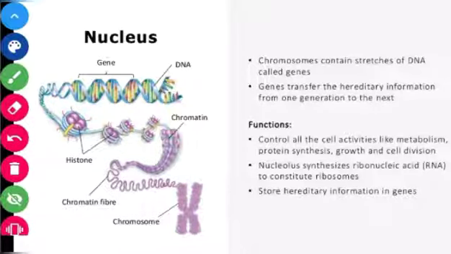Next, the last function: it stores the hereditary information in genes. Some characters are stored in the genes, like if the mother is white in color and very short, that information is also stored in the genes. If the father is also white in color, or height, or skin color, shape of face, anything it may be, that material is stored in the genes.